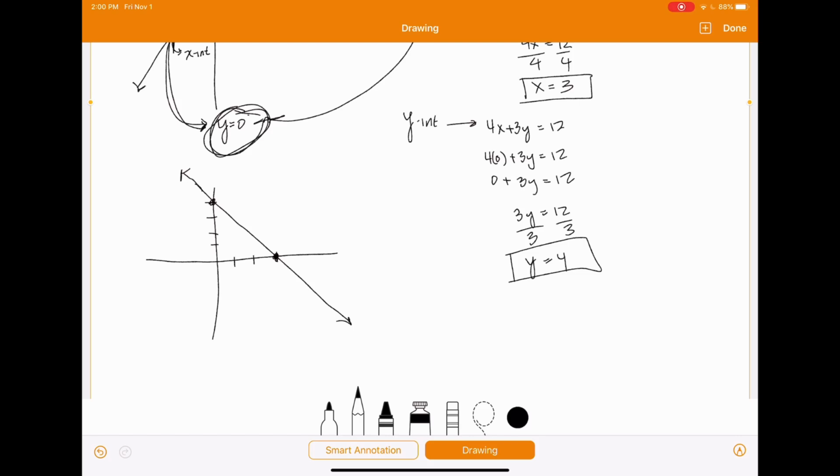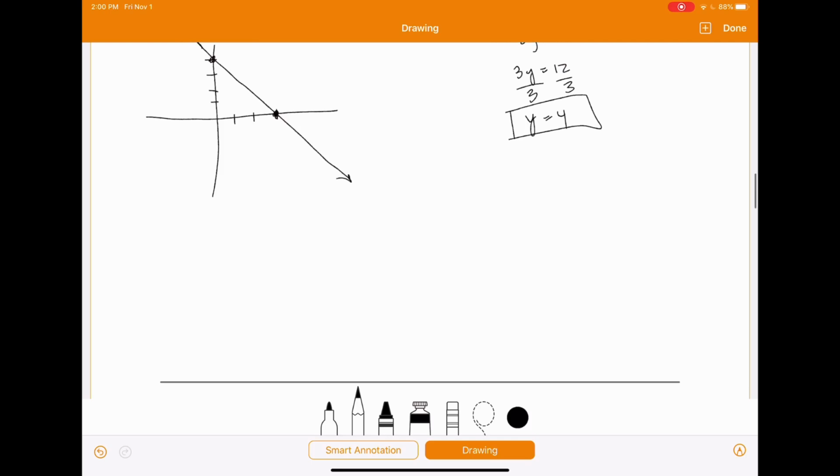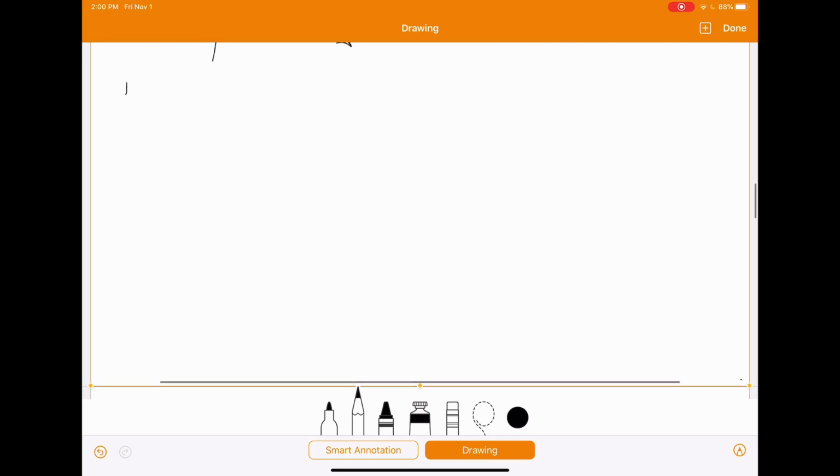And you can also use your x and y intercepts to graph your equations. So now I want you to try this one on your own. You've got the equation 4y minus 6x plus 12 equals 0.